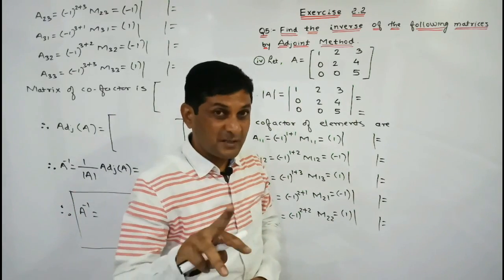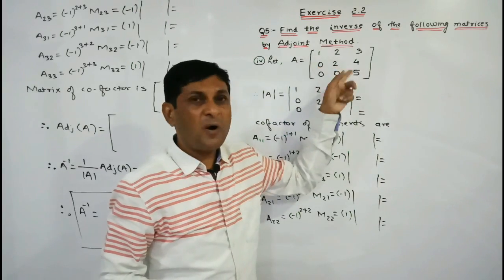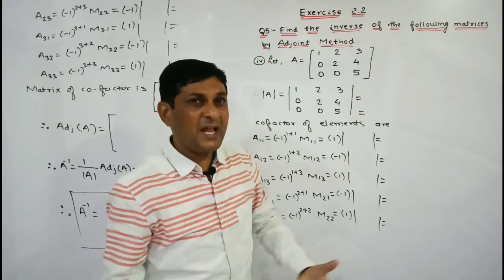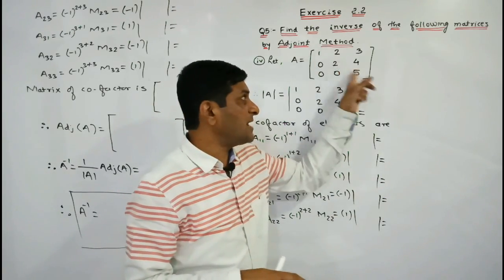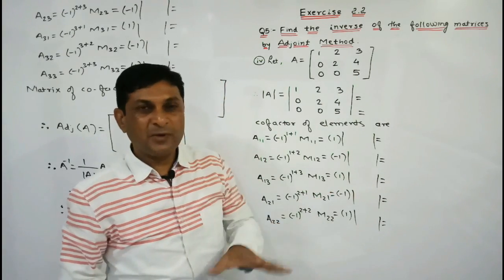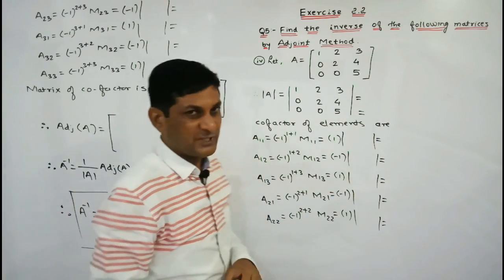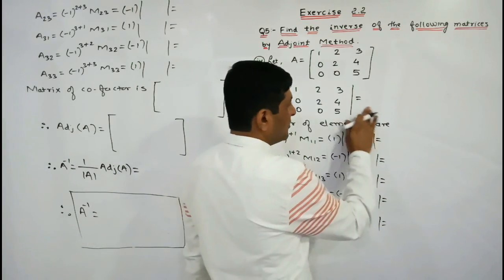If the matrix is upper triangular, lower triangular, a diagonal matrix, or a scalar matrix, then the value of the determinant is the product of the diagonal elements, which means this product is 10. But this method we can use only while solving objective type questions. Now let us find the value of this determinant by the regular method.